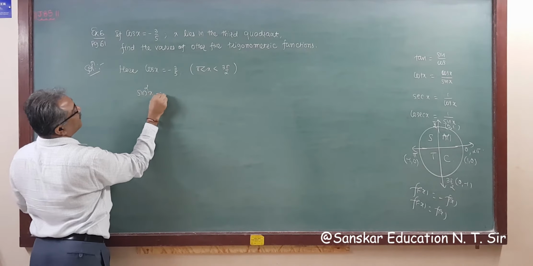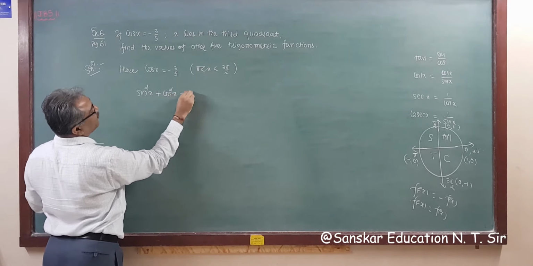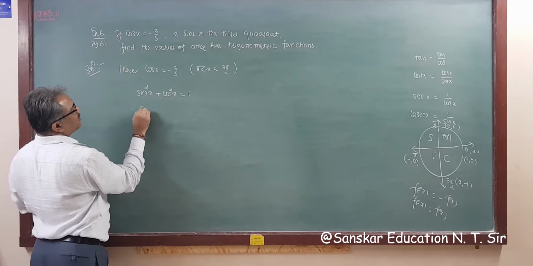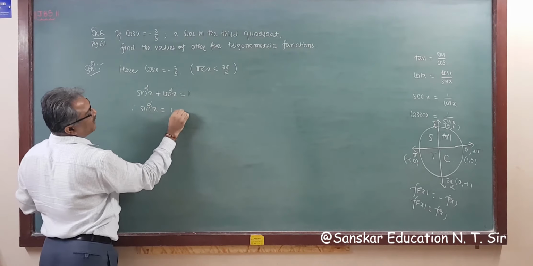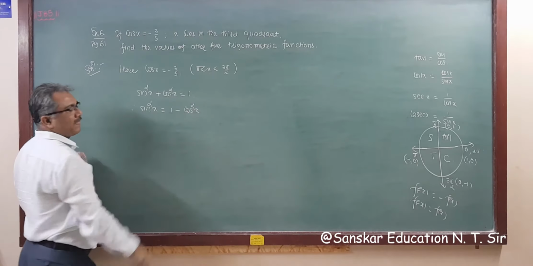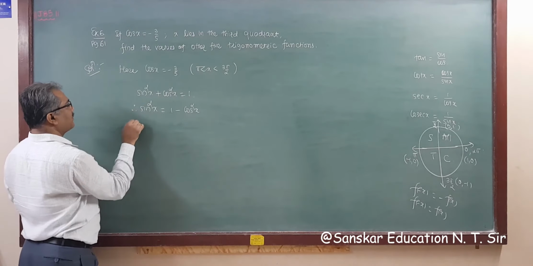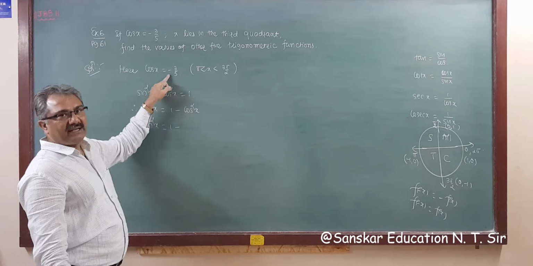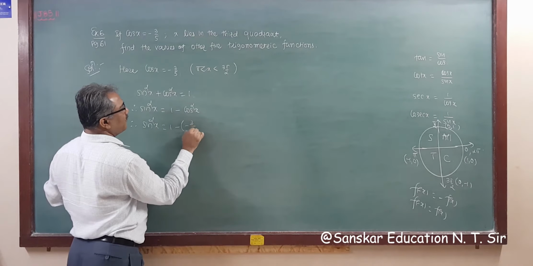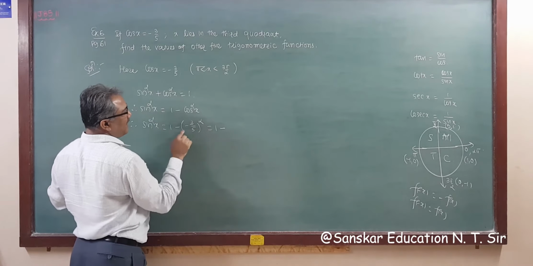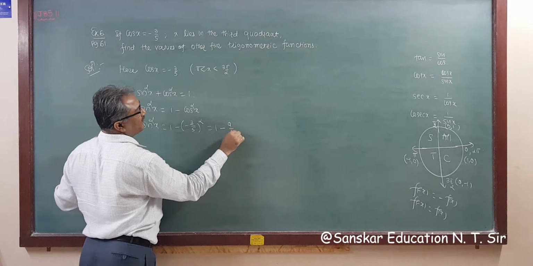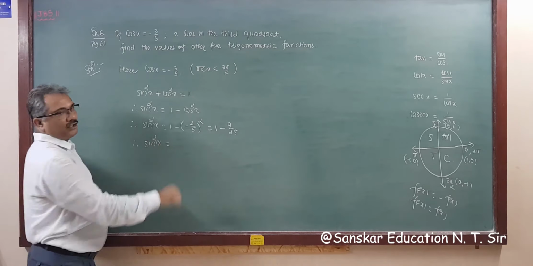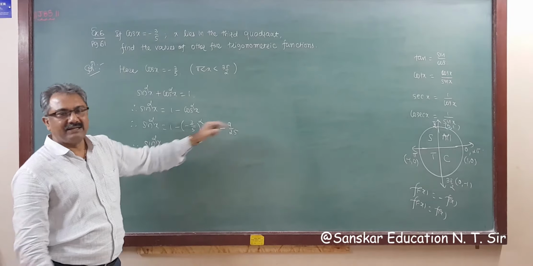Sin square x plus cos square x is equal to 1. Right. So substituting the value of cos here and making sin the subject, sin square x is equal to 1 minus cos square x. So sin square x is equal to 1 minus, now cos x is minus 3 by 5, so minus 3 by 5 whole square, that is 1 minus 9 by 25. Taking LCM, what we get? Sin square x is equal to 25 minus 9, that is 16 by 25.